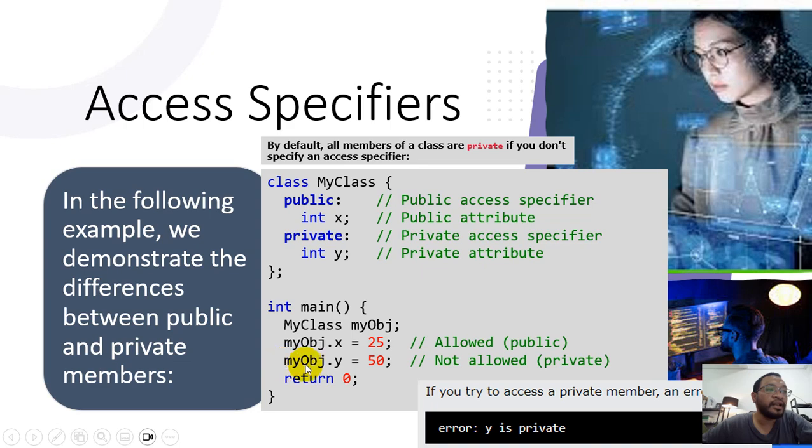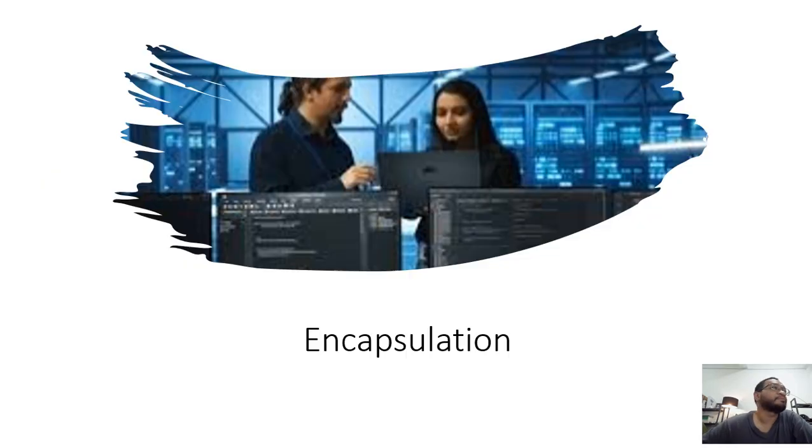So when you try to update my object dot y equal 50, it is not allowed. Why? Because y is within the private section. You cannot update it outside of the class. You can only update it within that class. So if you try to update the data in your main program, it will not happen. You will get an error message, for example, error: y is private.